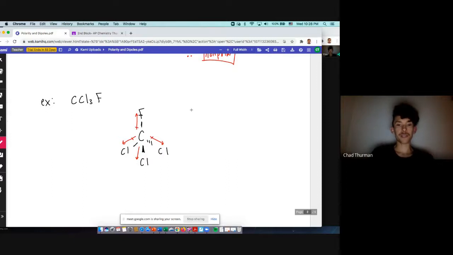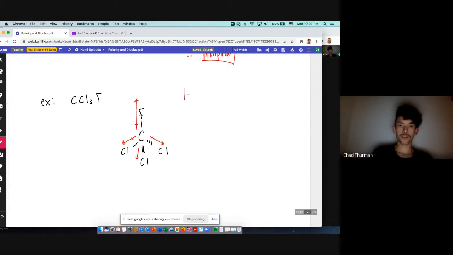Here, I have a similar case, but is it perfectly symmetrical? Think about that. And the answer is no. This dipole arrow that I've drawn right here, technically speaking, I should have drawn it as a larger arrow. What am I trying to represent with that larger arrow? I'm trying to show that this bond is more polar than the carbon-chlorine bonds.